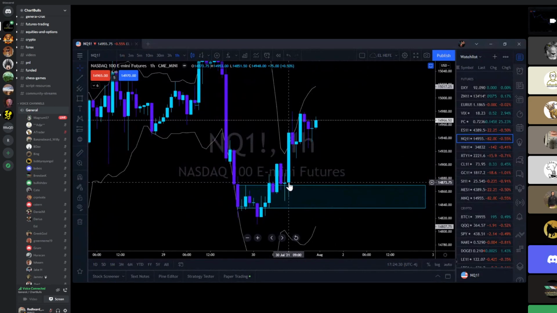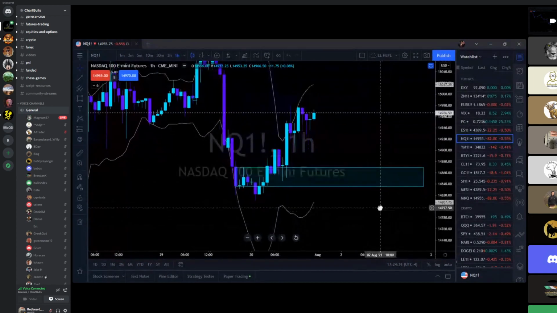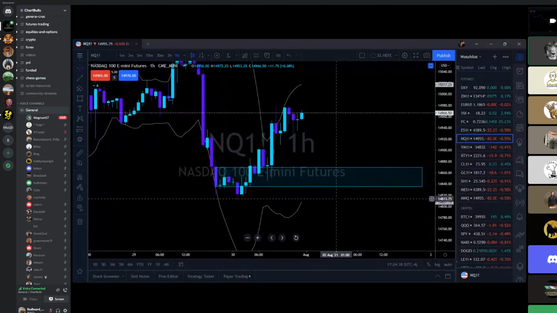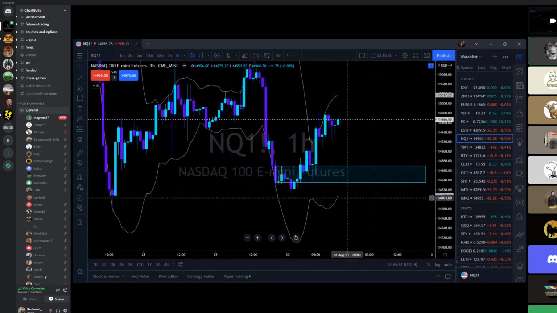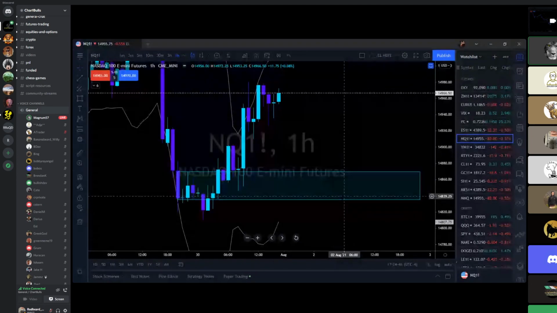Yeah, that's a tough one to play too, because that crazy candle's right at open. Yeah, that'd be a tough one to play right there. But you got to realize something. You're on an hourly chart, so you got to be relatively smaller sized, unless it was like an A+ setup.